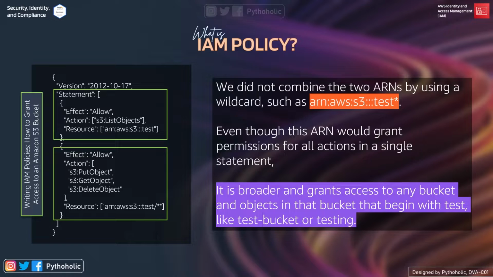But still, we did not combine the two ARNs by using a wildcard such as test star, because even though this ARN would grant permission for all actions in a single statement, it is broader and grants access to any bucket, and object in that bucket, that begins with test, because we are using a wildcard, that is test star. That is why if you write test star, this policy would apply to any bucket that starts with test, like testing, test world, test dev, tested, testify, and so on.